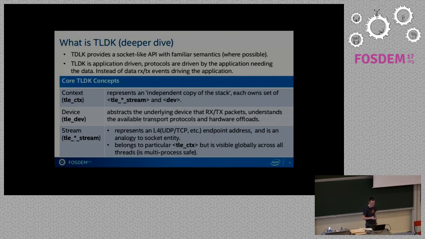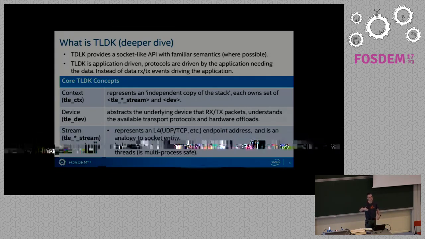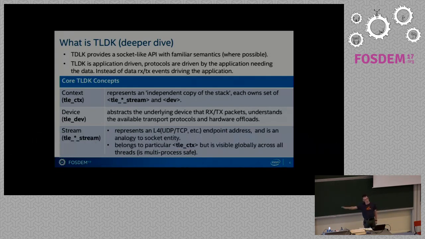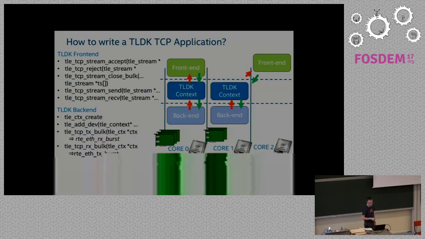The last thing I'd say is that ordinarily you would process a stream on a given core. So for the best performance, you want to have that end-to-end tight coupling between a device, a context, and a stream on a given core. But the streaming API is actually thread safe. So if you did want to read and write another stream from another core, that's perfectly okay to do.